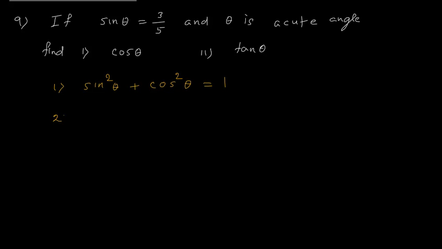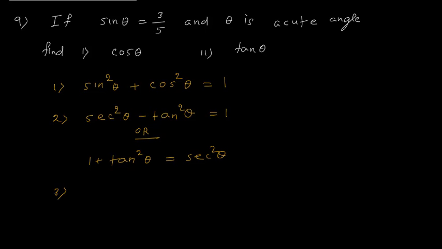Second identity is sec square theta minus tan square theta is equal to 1. This can also be written as 1 plus tan square theta is equal to sec square theta. And the third identity which we know is cosec square theta minus cot square theta is equal to 1, or this I can write as 1 plus cot square theta is equal to cosec square theta.